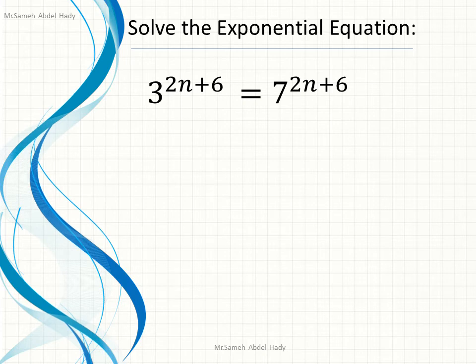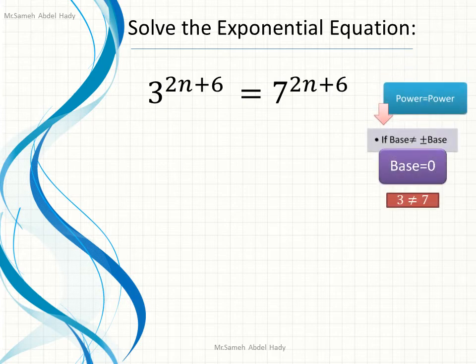If I have, in this case, 3 power 2n plus 6 equals 7 power 2n plus 6. Here we see power equals power. Pay attention. In this case, I have power equals power, but 3 doesn't equal plus or minus 7. So what should I do? Well, alright, power equals power, and in this case, base doesn't equal positive or negative base.